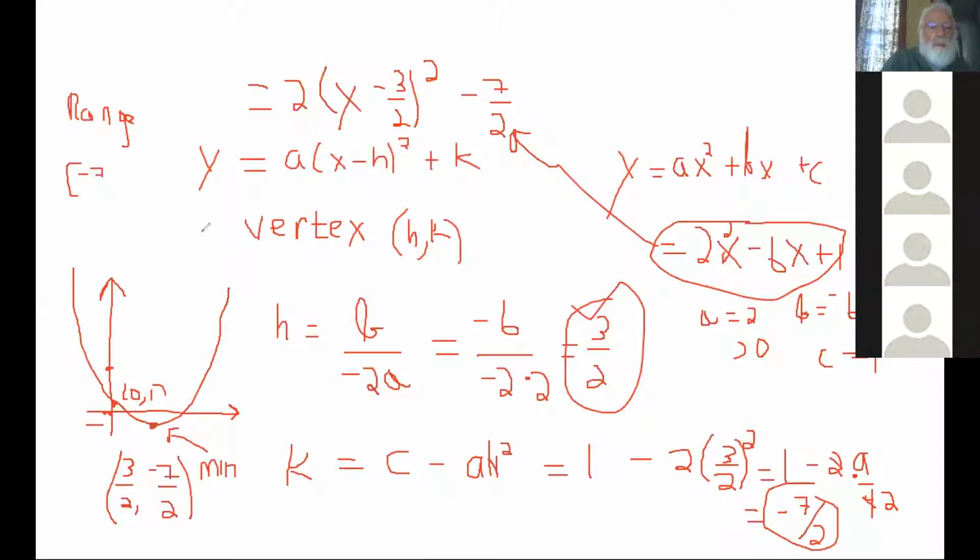These keep going up and up and up, and they don't stop. So the range is bracket -7/2 to infinity. Yes. The way I figure out the range is I go over here to the y-axis, and the y's are the range, so it's everything above -7/2.